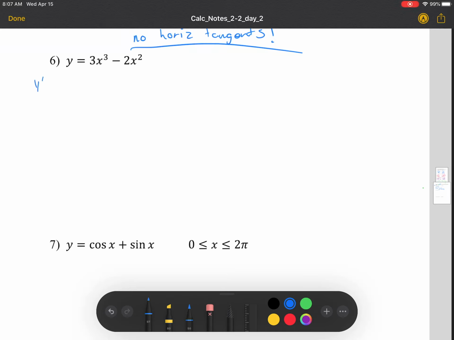So 6. We're going to do the same process. We're going to start by taking our y prime. Okay, we're going to get y prime equals 9x squared minus 4x. Okay, now we're going to set it equal to 0, right? Our m must equal 0. So we're going to go 0 equals 9x squared minus 4x. All right, we factor that out. We get 0 equals, factor the x out.